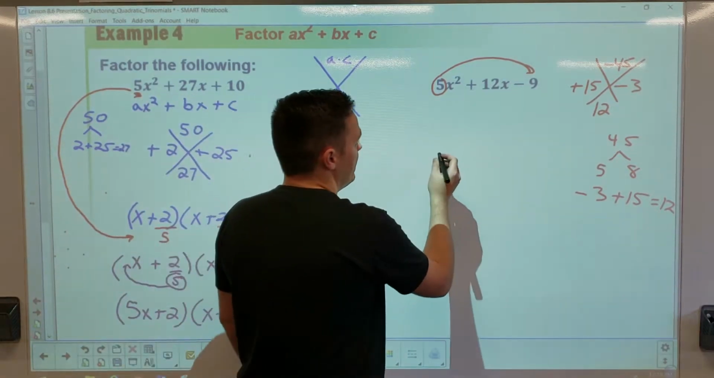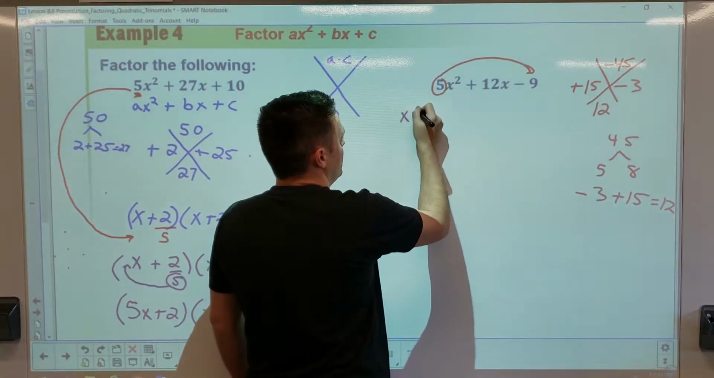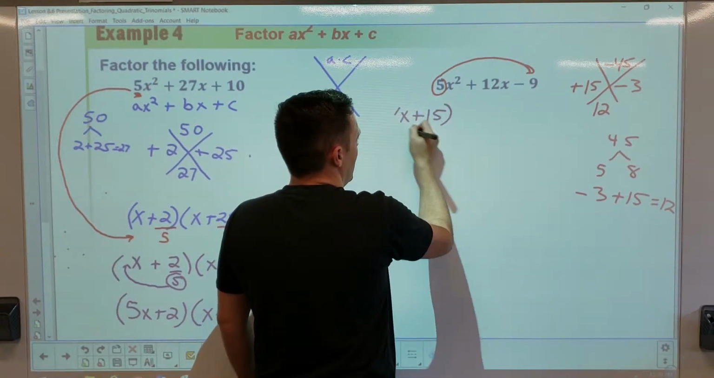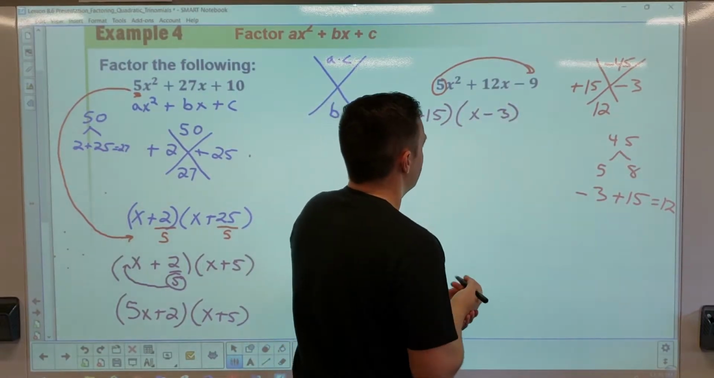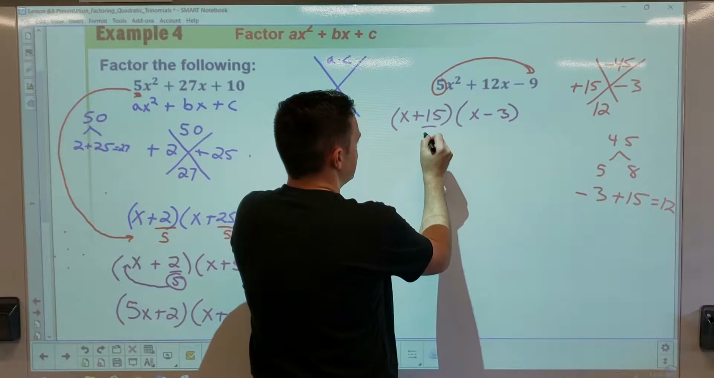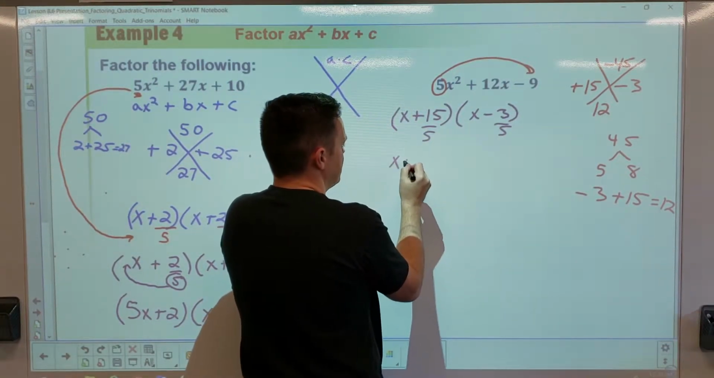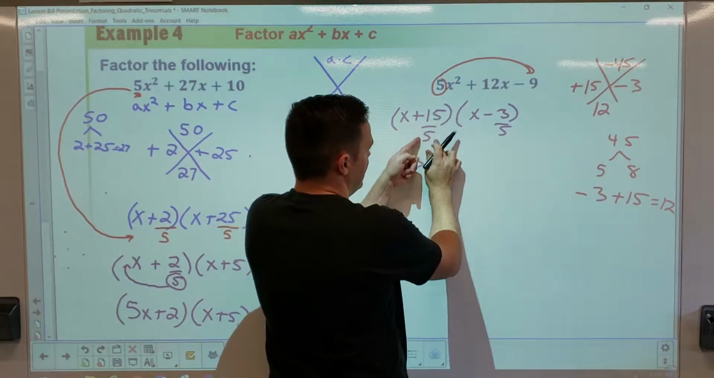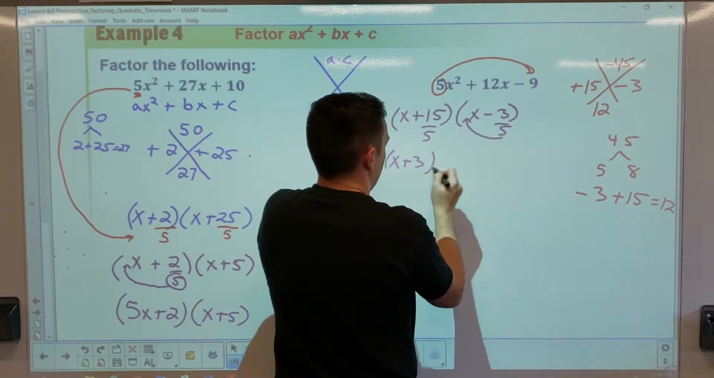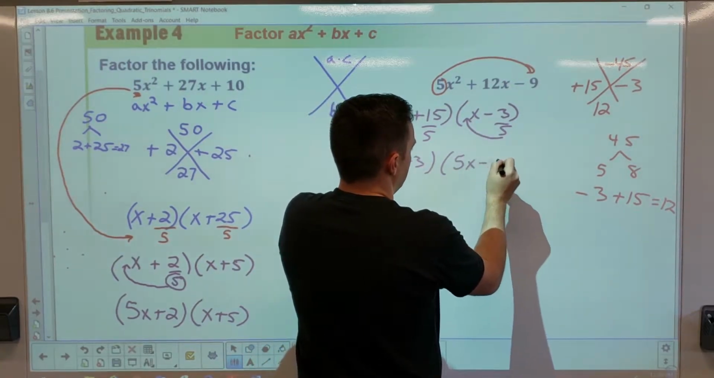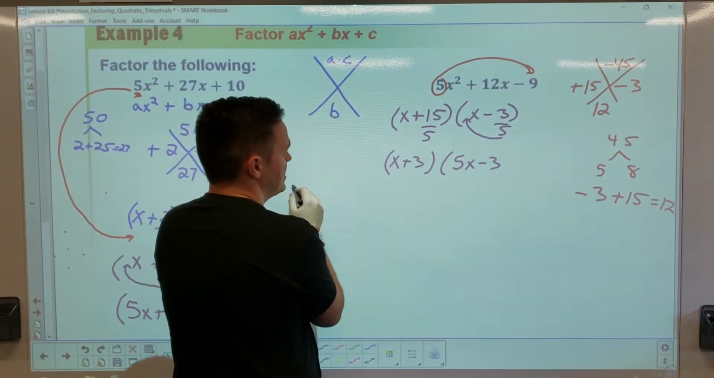All right, so we know my values are going to be 15 and negative 3. So I'll do the one method first, where I take the 5, I divide this by 5, divide this by 5. If I do that, I get x plus 3, because you can simplify that. And this one you can't simplify, so you take the 5 up to here, and you'd end up with 5x minus 3.